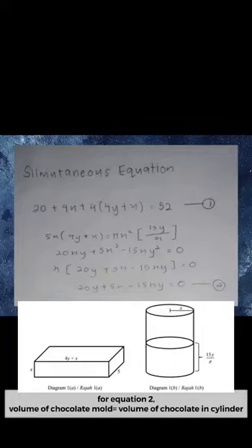Then for the second equation, we take the ingredient in the cylinder. So the volume of ingredient, 5x bracket 4y plus x equals pi x squared bracket 15y over x, as in the formula for cylinder. And then we simplify it to make our steps easier and we'll get our second equation.